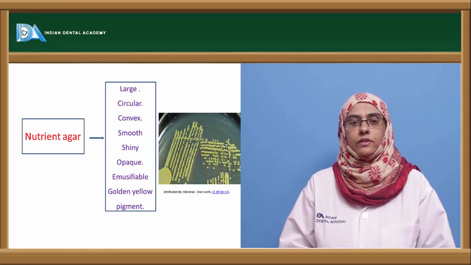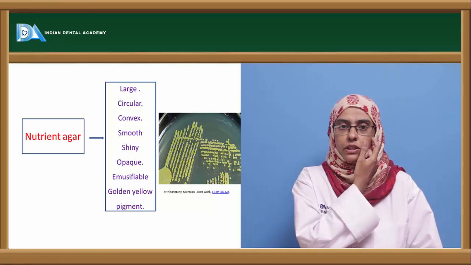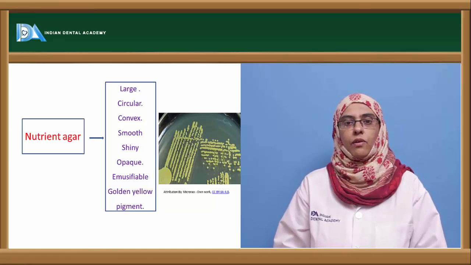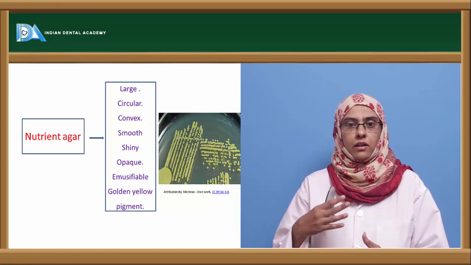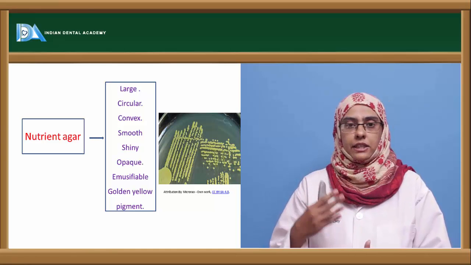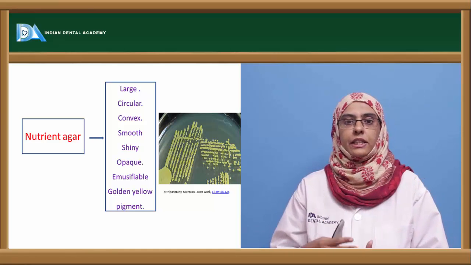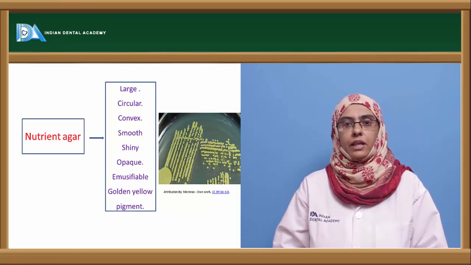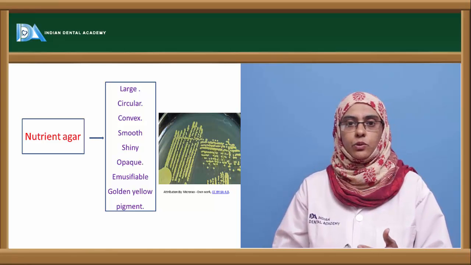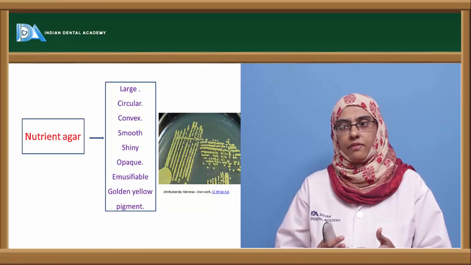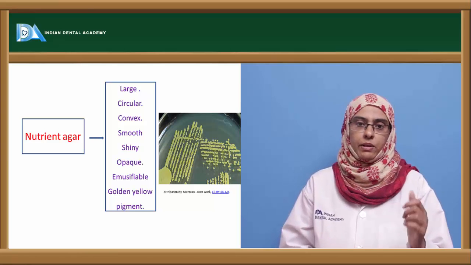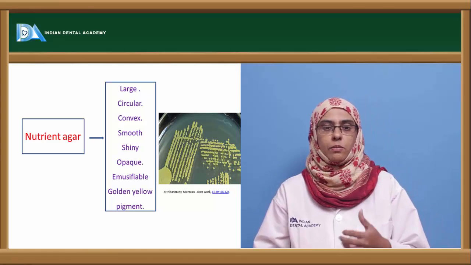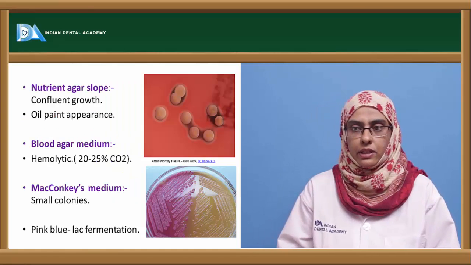And coming to the growth of this organism in different media, first coming to the nutrient agar, which is a basic media. Here the growth of the organism can be seen in the form of colonies, and the colony characteristics are helpful for us in the initial identification of the organism. So these organisms on the nutrient media appear as large, circular, convex, smooth, shiny, opaque, emulsifiable, showing golden yellow pigment because it is Staphylococcus aureus. The characteristic feature of the Staphylococcus aureus is the production of golden yellow pigment on the nutrient agar.